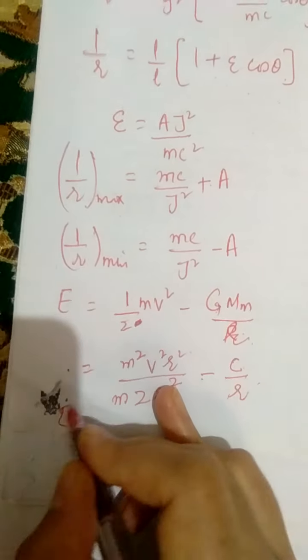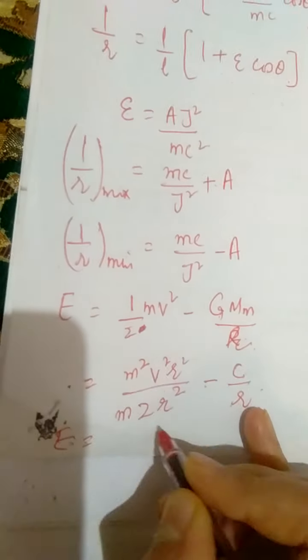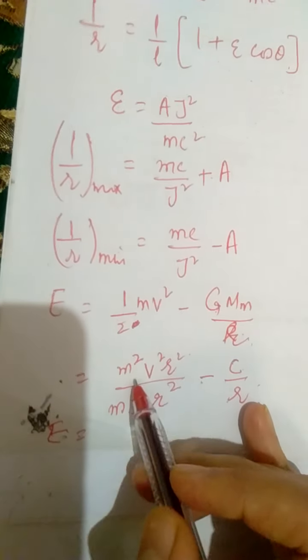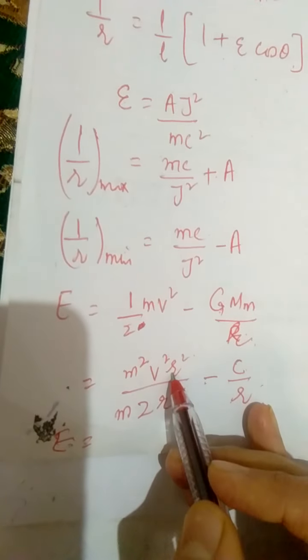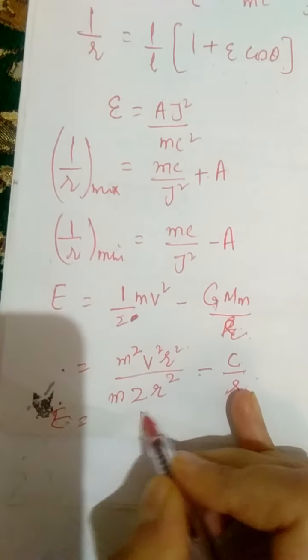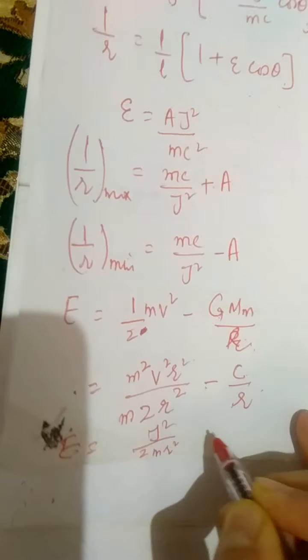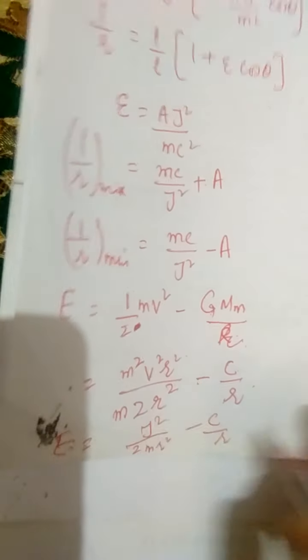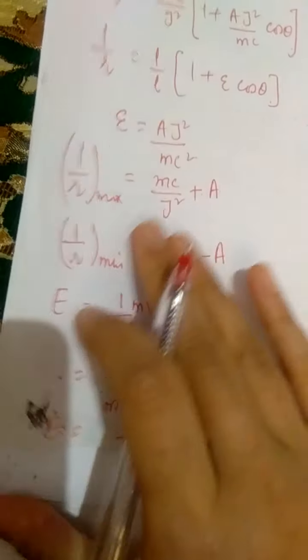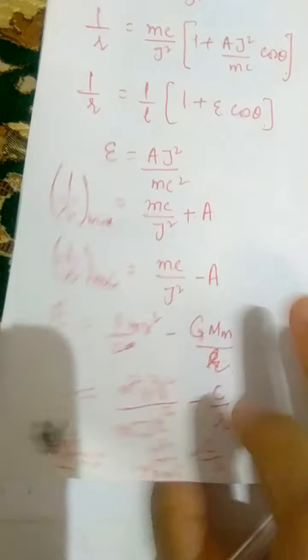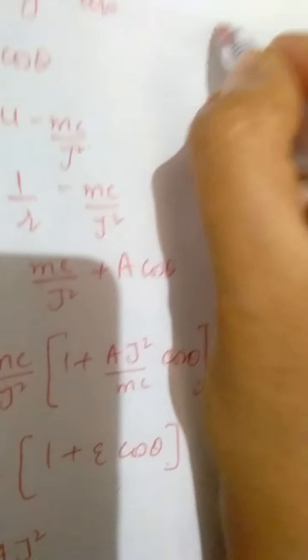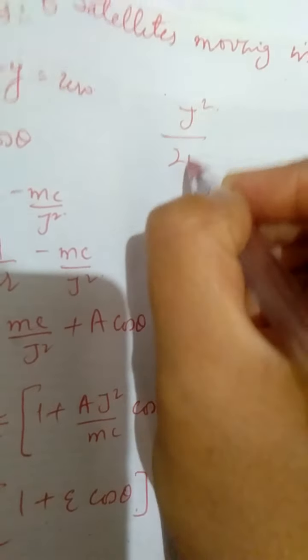So this E is how much? This E is equal to, I hope all of you are able to identify this mvr with j, angular momentum. So it is j square by 2mr square minus c by r. So we can modify it and rewrite it as, so it is j square by 2mr square.